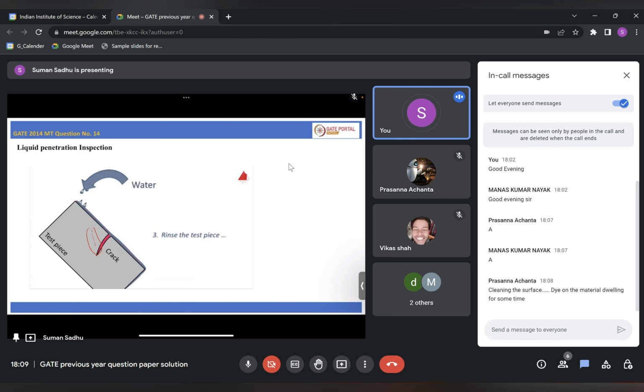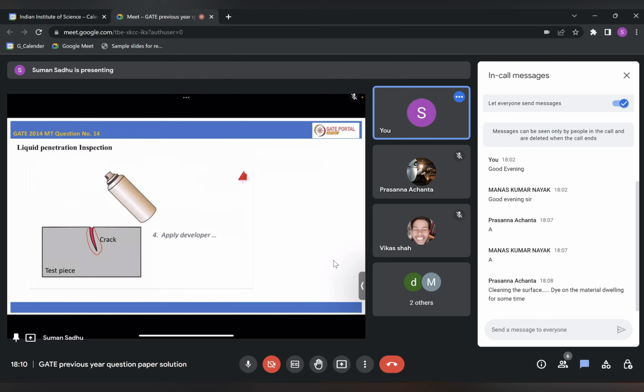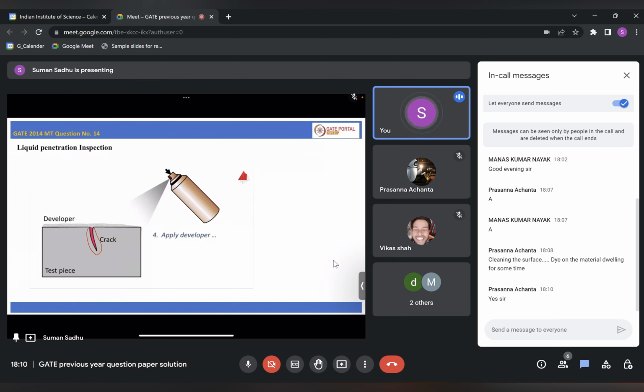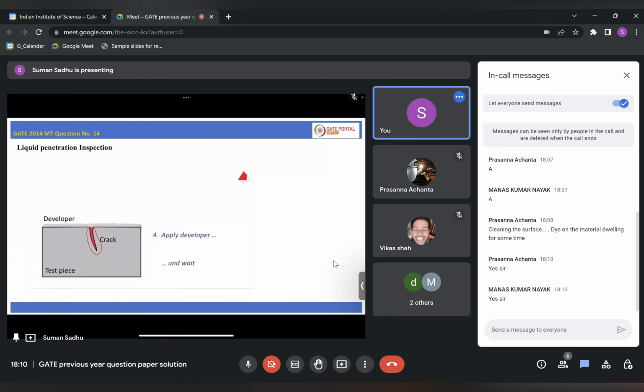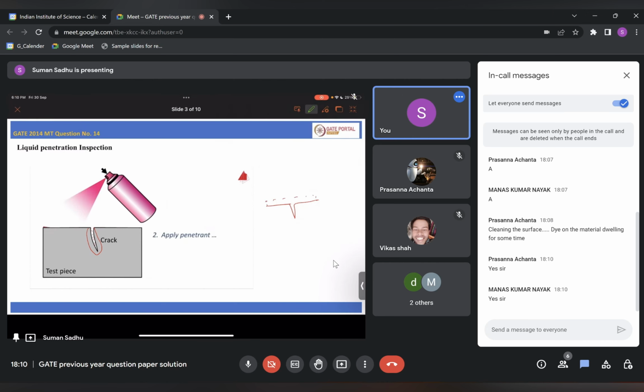Everyone can see this screen, right? What are the different steps involved there? Now, applying the developer, you can see that the dye from the crack will go upwards because of the capillary action, and it will make a mark on the top. If this is the crack, when we apply the developer here, the dye will go up and create a mark here.